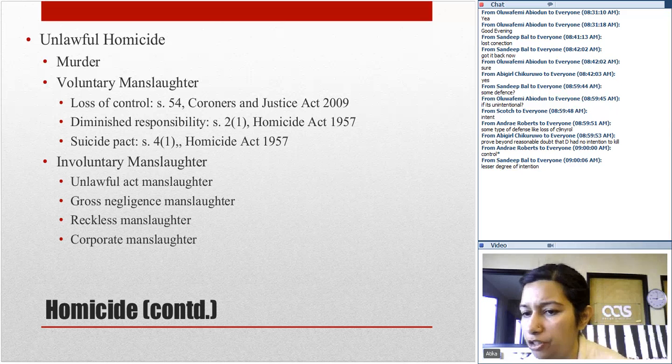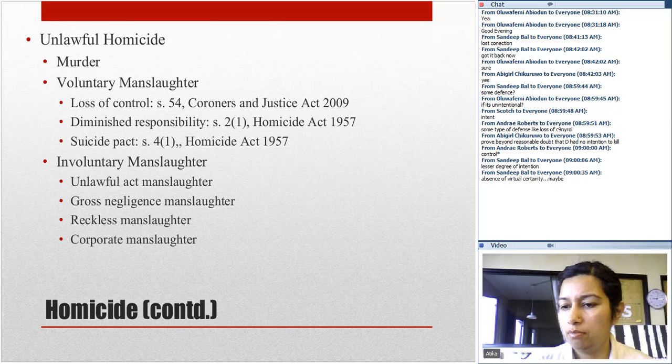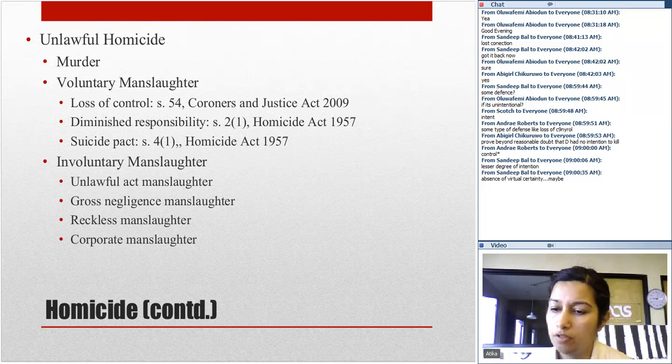What do you mean by lesser degree of intention, Sandeep? Okay. Remember the actus reus and mens rea of murder. If the defendant unlawfully causes the death of the victim but does not have the mens rea of murder, which is intention to kill or cause grievous bodily harm, then your charge may be reduced to voluntary manslaughter. The defendant kills, but he did not intend to kill or cause grievous bodily harm. That is voluntary manslaughter.